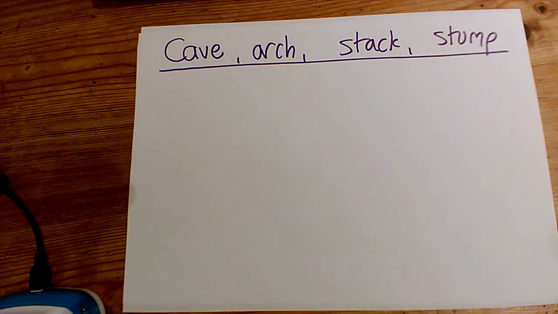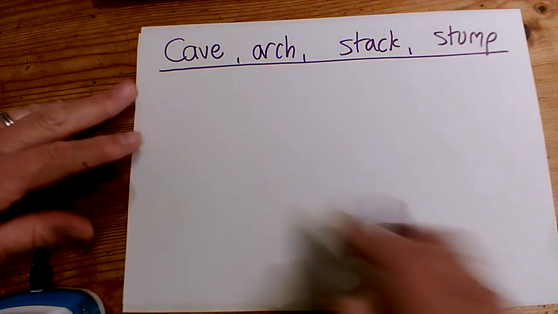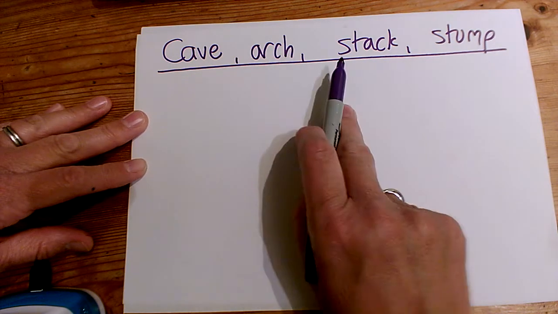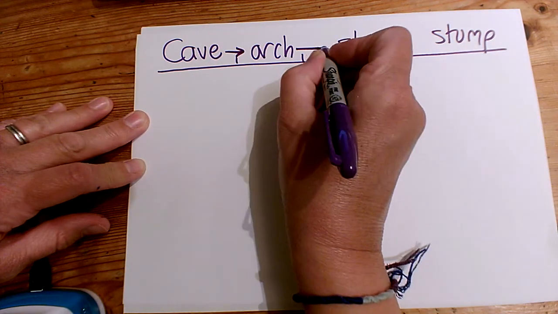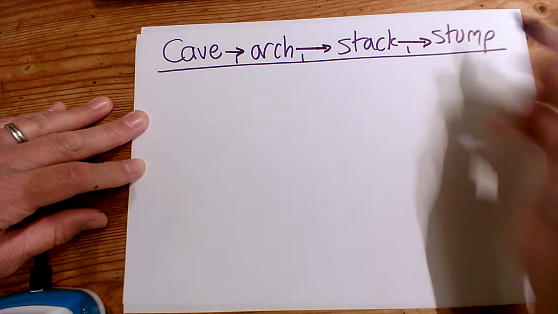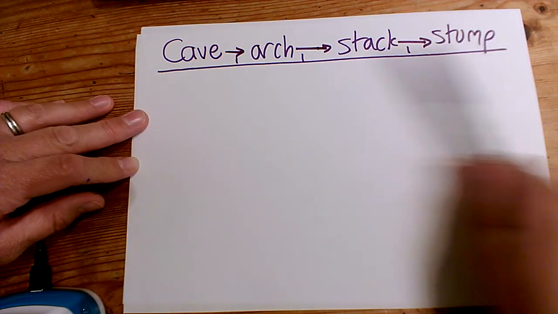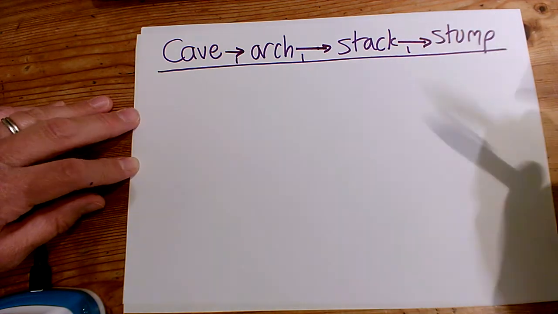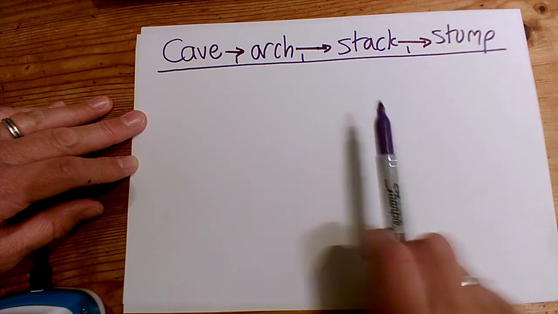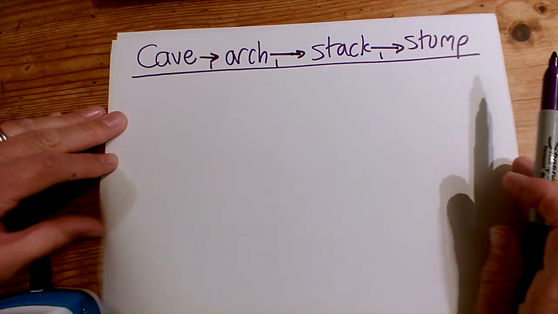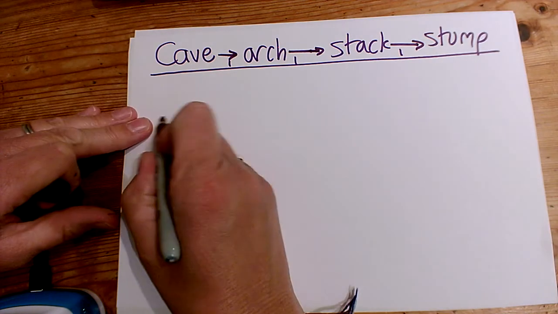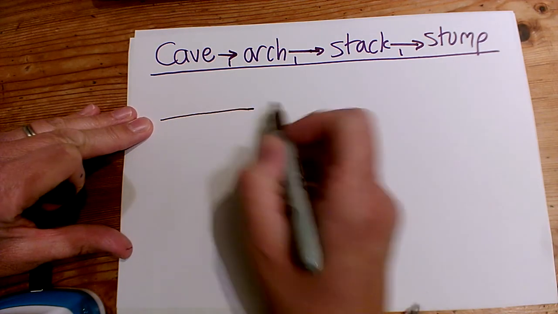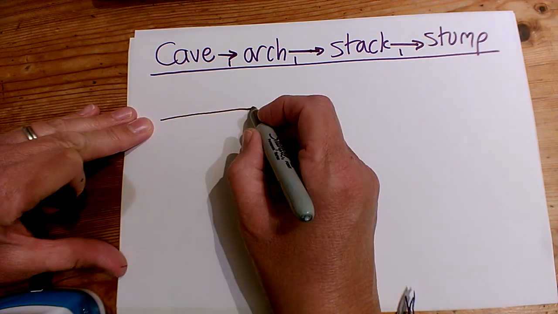Okay, so this is about the formation of cave, arch, stack, stump. And actually what I'm going to do is put some arrows in there because this is a sequence. And if you're describing the formation of these, you want to be picking up on the sequence of one to the next. So I want you to imagine that we have got a headland sticking out into the sea.